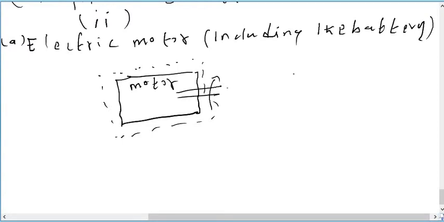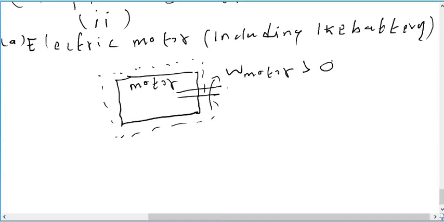Work is done by the motor, therefore the work done by the motor is positive, that is greater than 0. This is just a sign convention we apply. The work done by the system is positive, while the work done on the system is negative. And heat added to the system is positive, while heat lost by the system is negative. That is the sign convention we use in thermodynamics.